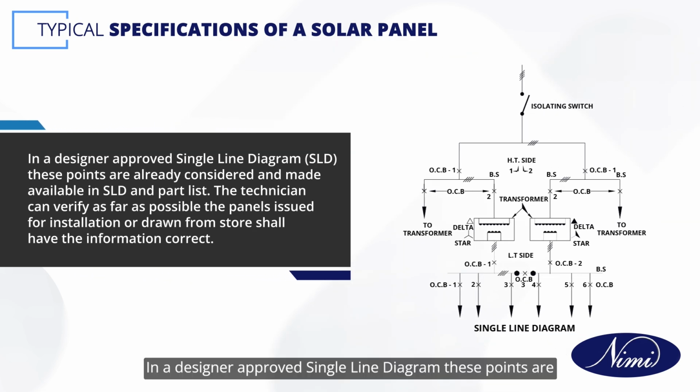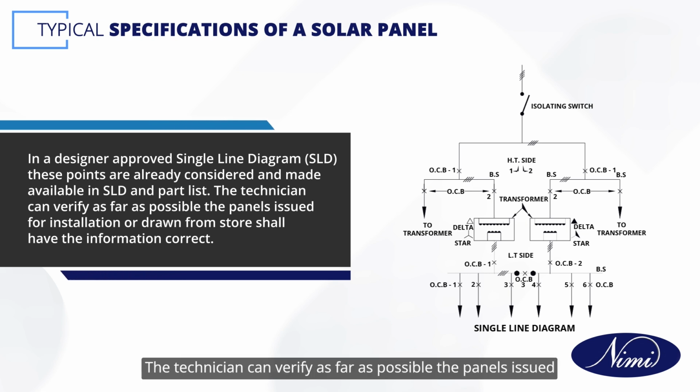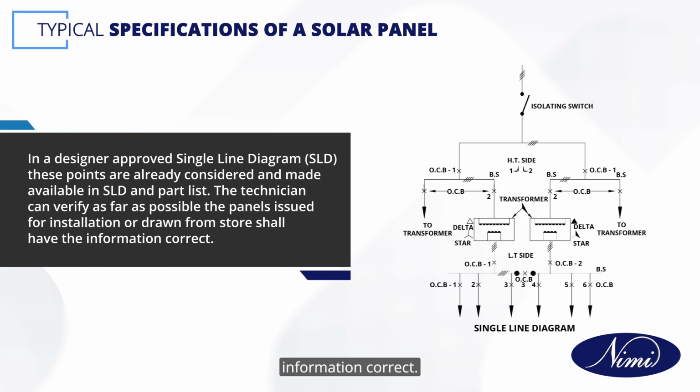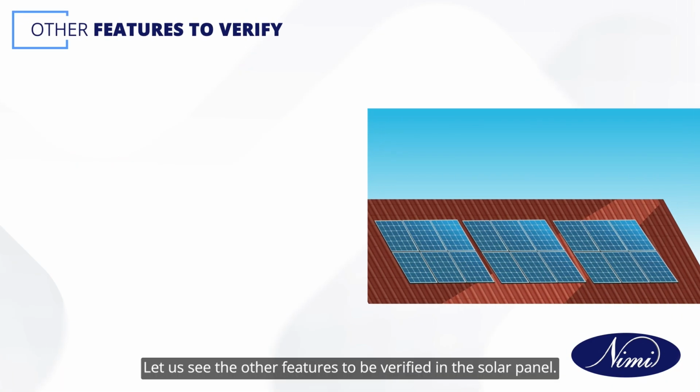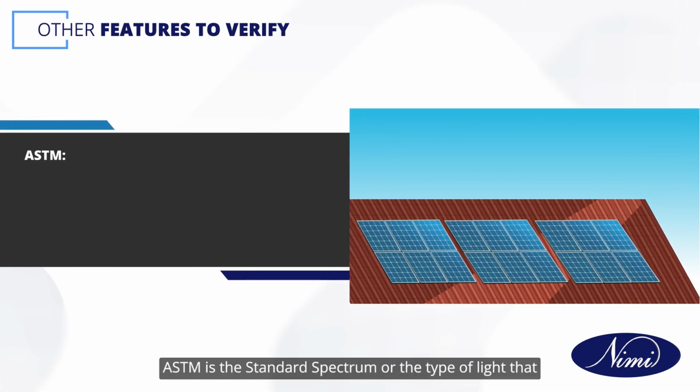In a designer approved single line diagram, these points are already considered and made available in SLD and part list. The technician can verify as far as possible the panels issued for installation or drawn from store shall have the information correct. Let us see the other features to be verified in the solar panel.